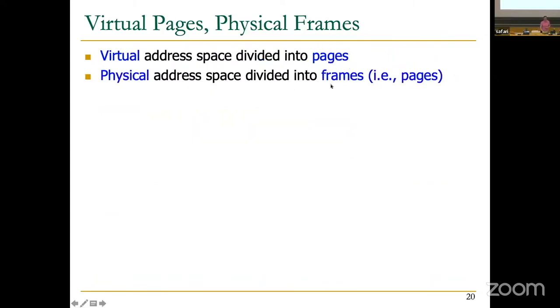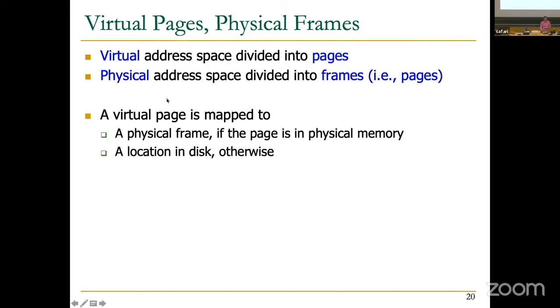Physical address space is divided into frames, just to be a little bit different, because it's actually a physical location, a frame of a page, if you will. But people call it pages also, that's why I have this IE pages for now. But let's stay with the frame terminology for some time. A virtual page is mapped to a physical frame if the page is in physical memory, okay? That's what the mapping specifies in the page table for that virtual page.